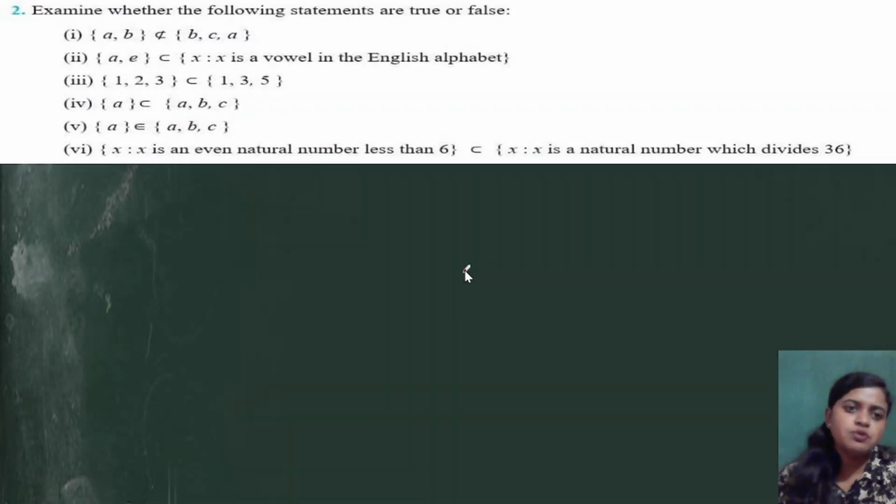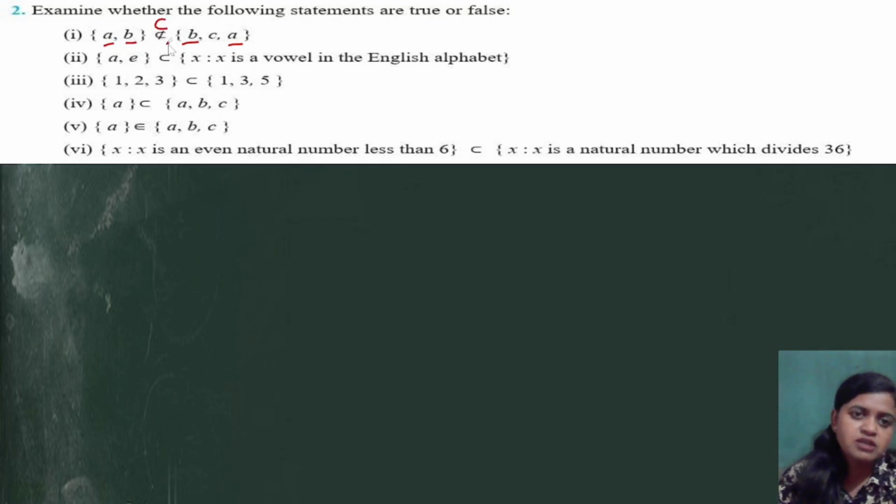Okay. So next we move to question number 2. Examine whether the following statements are true or false. Obvious. Okay. So now {A, B}. A is the element here, or here also A element is present. B is the element, and here also B is present. So this should be a subset sign, but here the subset sign is not there. That's why it is a false statement.